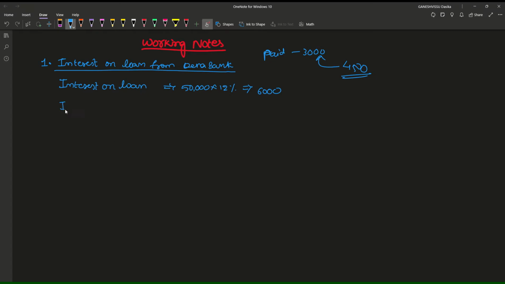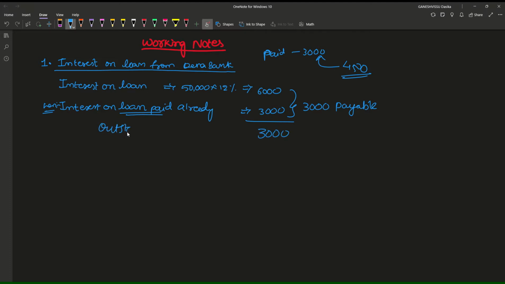But interest on loan paid, which is 3,000 rupees only, right? Interest on loan I'm specifying. So that is what 3,000 rupees. Then what is this remaining 3,000? Remaining 3,000 is payable. If we deduct here the interest on loan paid already, the remaining rupees 3,000 is outstanding interest on loan. This is what outstanding interest on loan we are having.